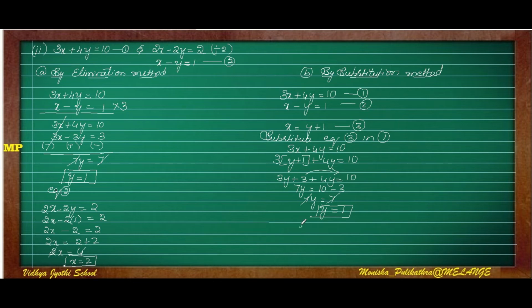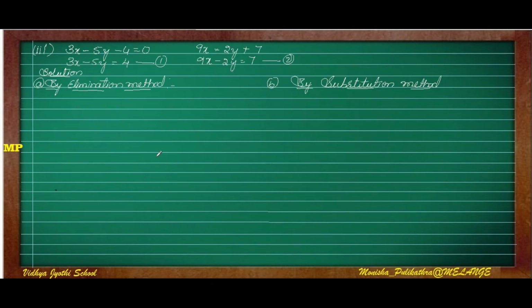Now I will be using equation 3 so that I will get the value for x there. x is equal to y plus 1. x is equal to y, we have got 1, so 1 plus 1, that is x is equal to 2. Therefore, from both methods, that is elimination and substitution method, we got the value x is equal to 2 and y is equal to 1. So therefore it is verified. I hope you understood this.